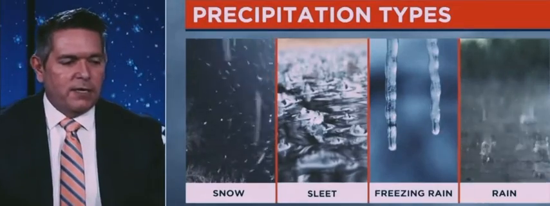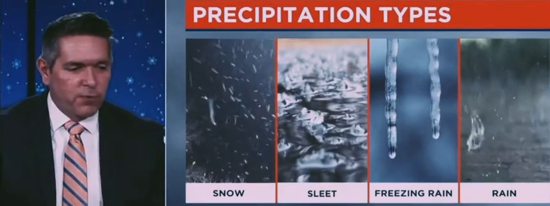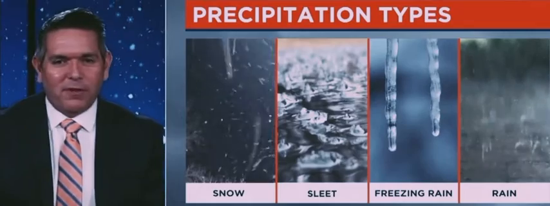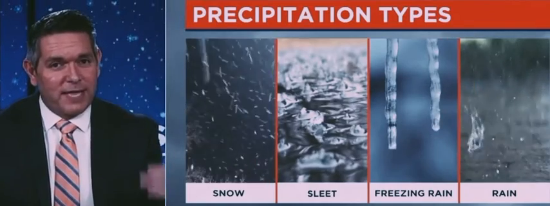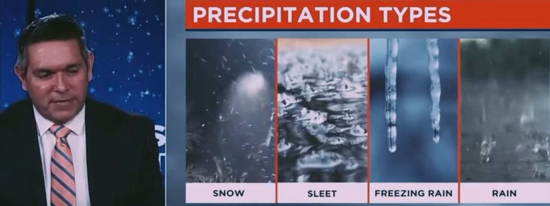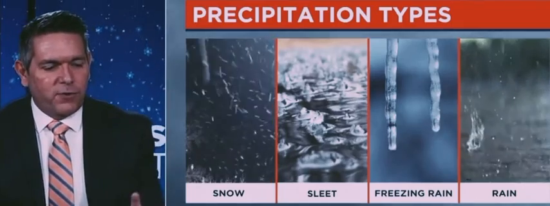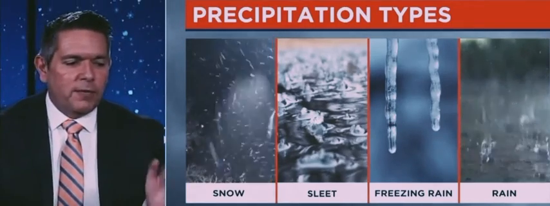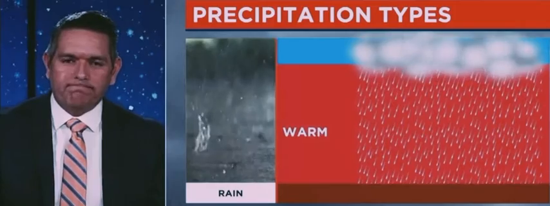Different precipitation charts here are types of snow, sleet, which people a lot think is hail. It's not hail. Hail is a warming process in the summertime, all right? So sleet is different. Freezing rain, and then you get the rain. So let me start with the easiest, rain.